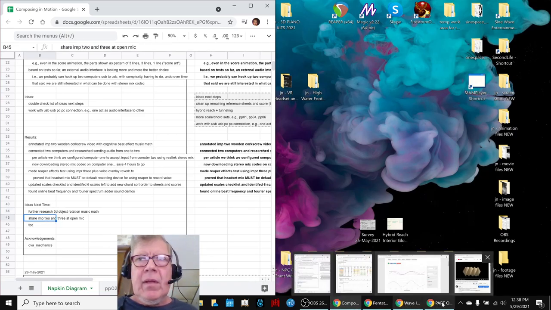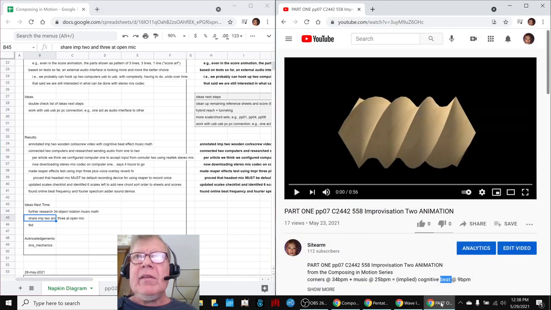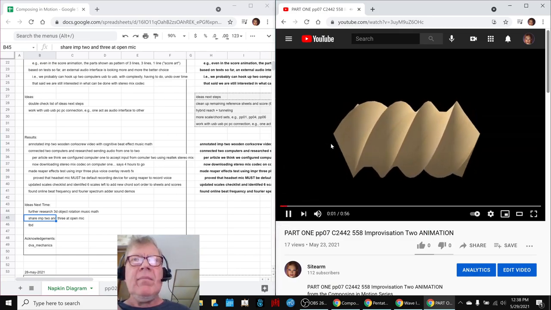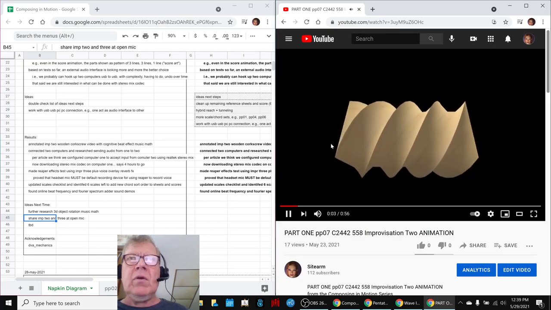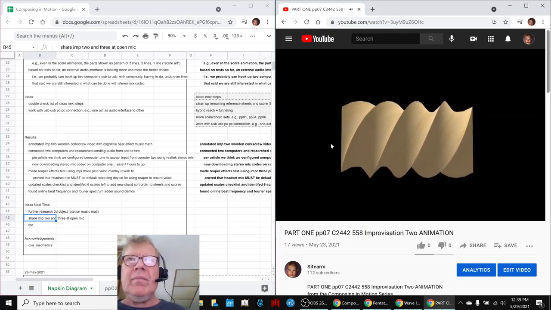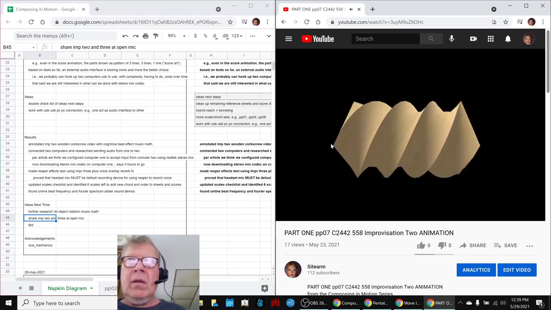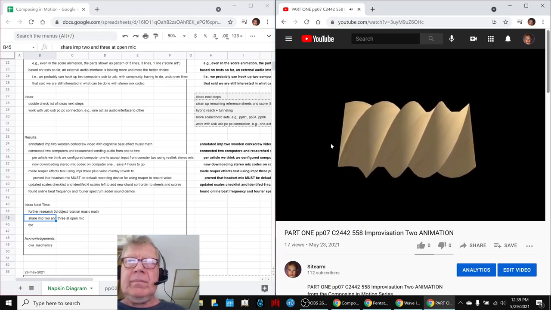So, we promised that we would play this for you. We just want you to try to count, pay attention to when these corners hit the midway point visually, and then listen to when you hear the song beat. Corner, corner, corner, corner, corner, corner.